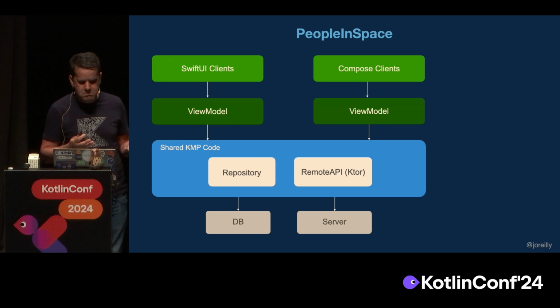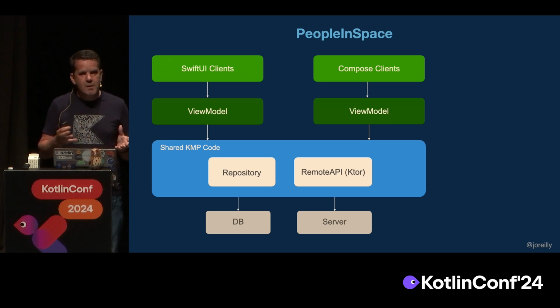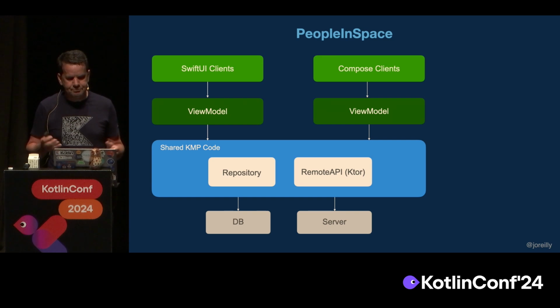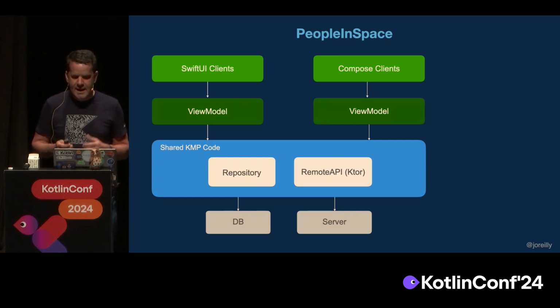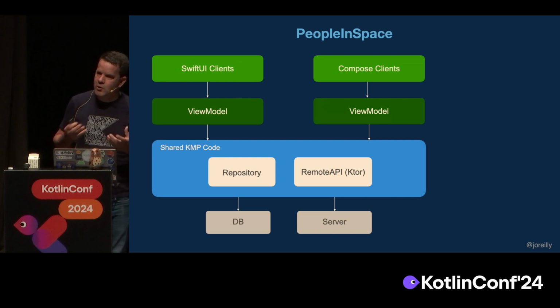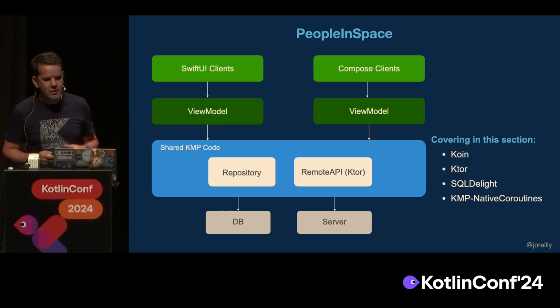The project was initially intended to be as minimal as possible, so basically just repository and remote API classes in the shared KMP code. We're using Ktor to make HTTP requests to the backend, and SQLDelight then to store the data retrieved in a local database. And that database is what's used then to drive the UI. And in this section, we're going to talk about Koin, Ktor, SQLDelight, and KMP-NativeCoroutines.